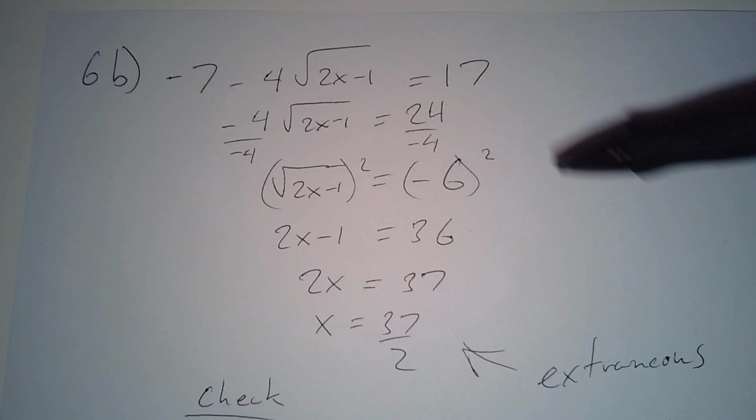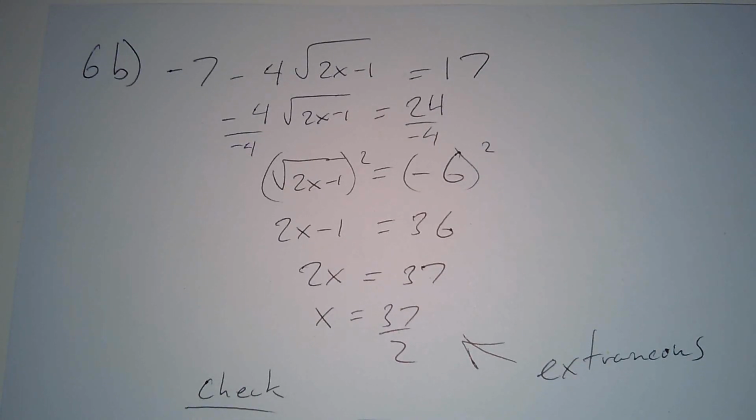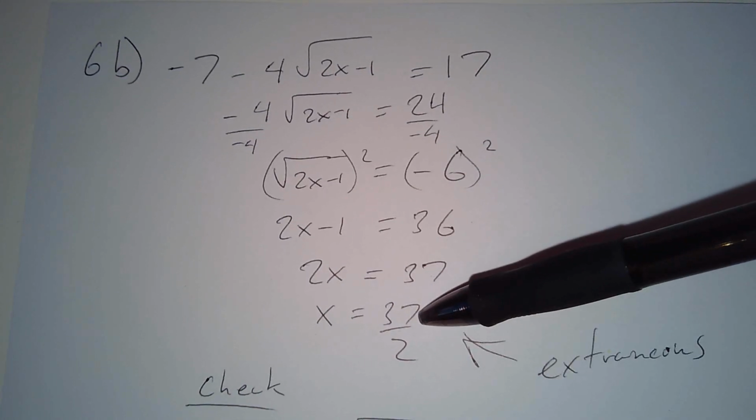Okay, when you want to remove a radical, you square it. So we square this one, we square this one. We get 2x minus 1 equals 36. And we get x equals 37 over 2.